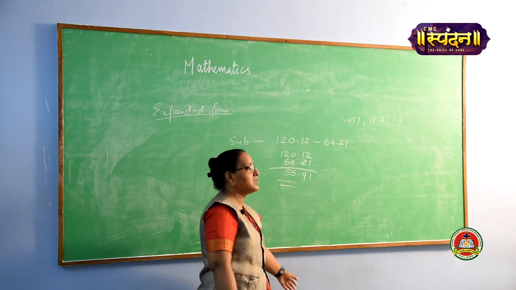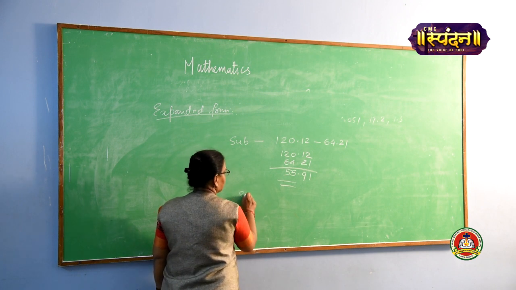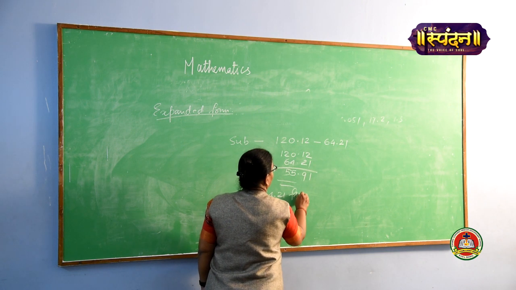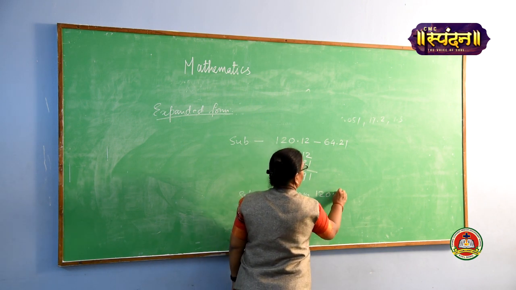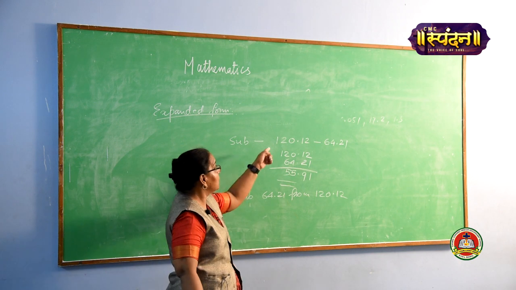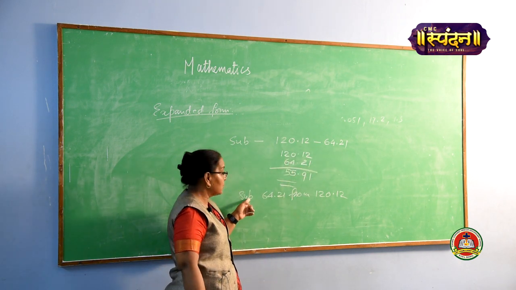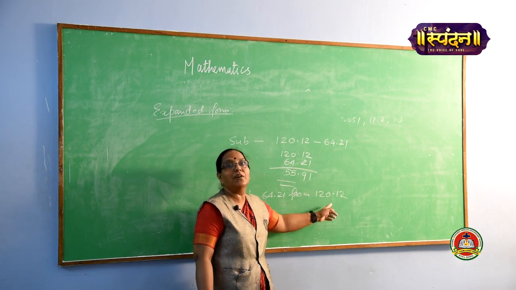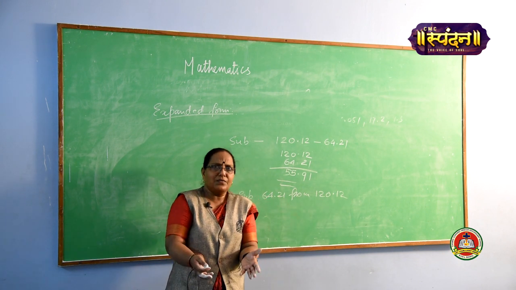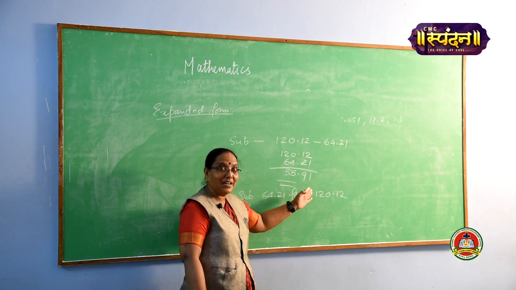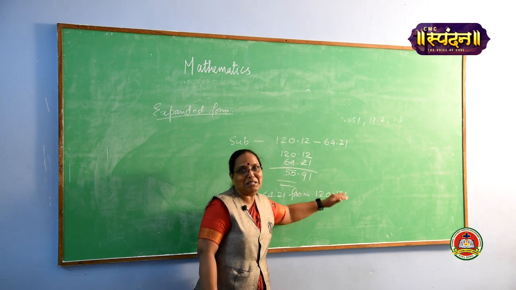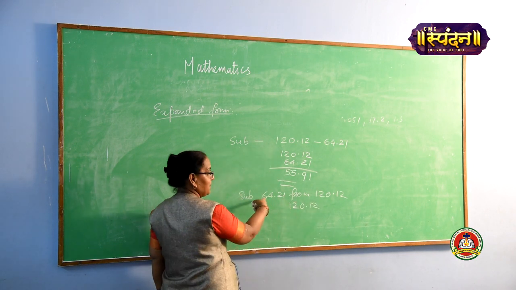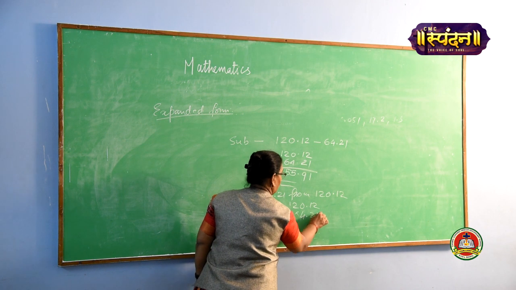But sometimes the question will come: subtract 64.21 from 120.12. Instead of showing with this method, they are going to start writing like this, subtract 64.21 from 120.12. So it is very easy, no? Because they are asking subtract from this one. So you have to write this number at the top. That means first. And then it should be subtracted. So you have to write 64.21.